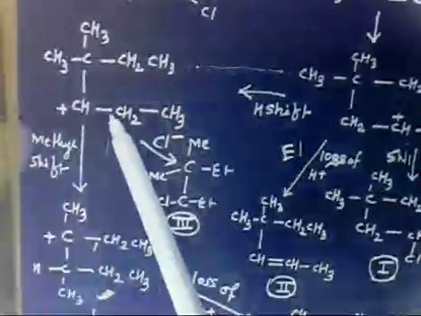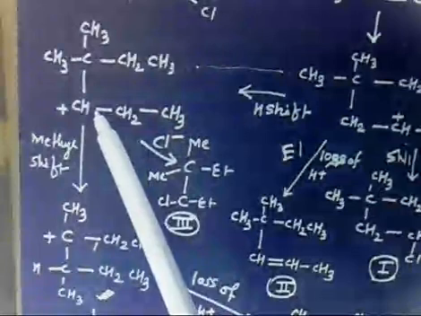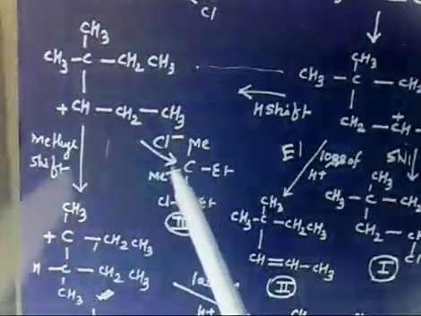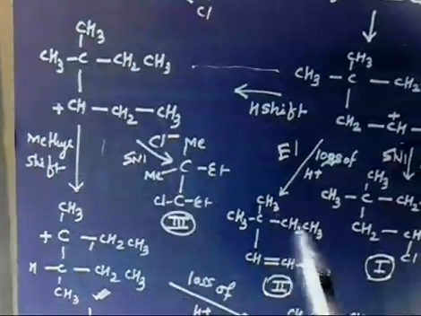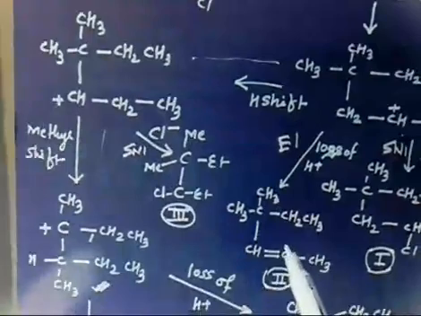Now again, you have two possibilities. It can be attacked by a nucleophile, that is Cl minus. So again, this is SN1, or it can lose H plus. If it loses H plus, I am going to get the same compound, this one, 2. So I am not writing here.